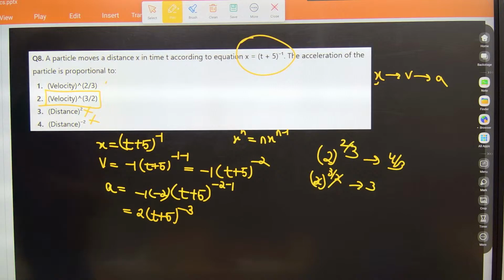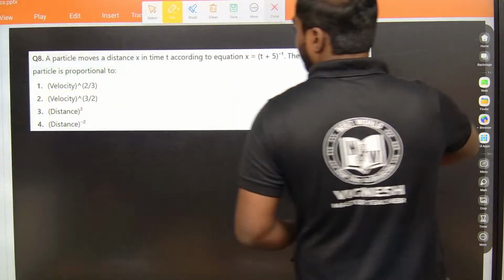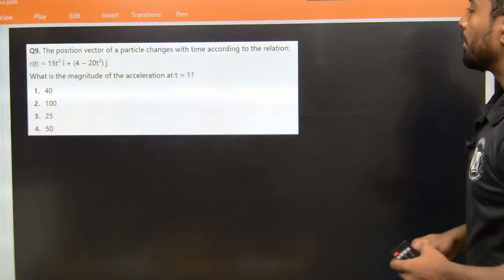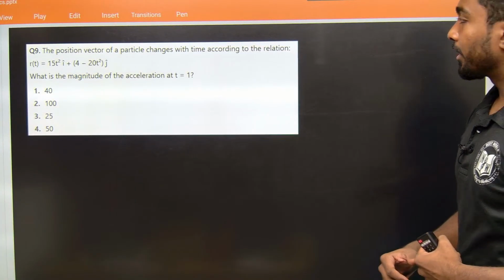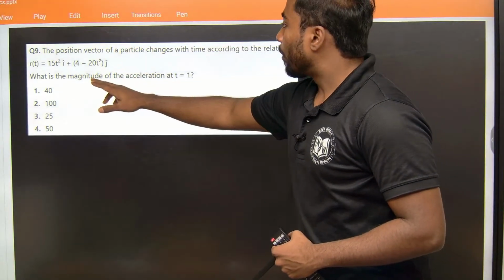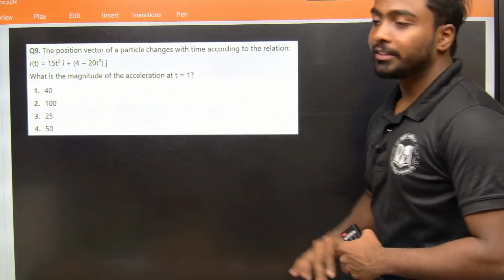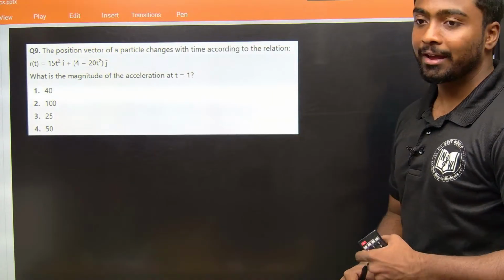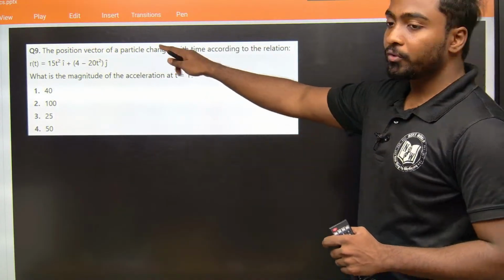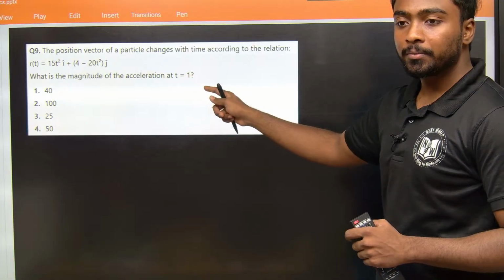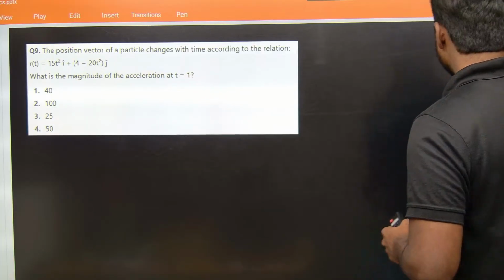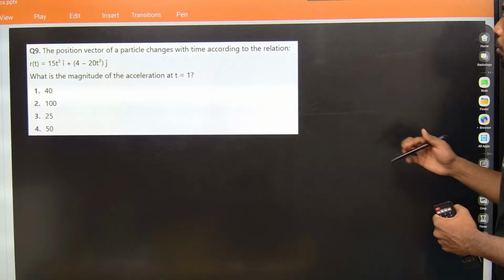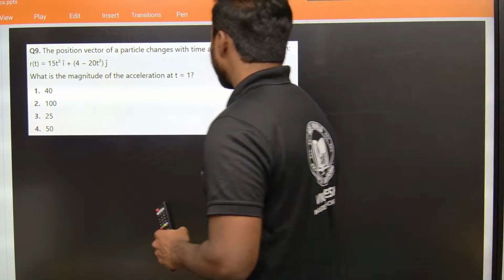Okay, we will go for the next question. The position vector of a particle changes with time according to the relation. So there is a position vector equation. What is the magnitude of acceleration at t = 1? So magnitude of acceleration. First the position is given. If I differentiate, I will get the velocity. Again if I differentiate, I will get the acceleration. So first we will do the differentiation and see what we get.